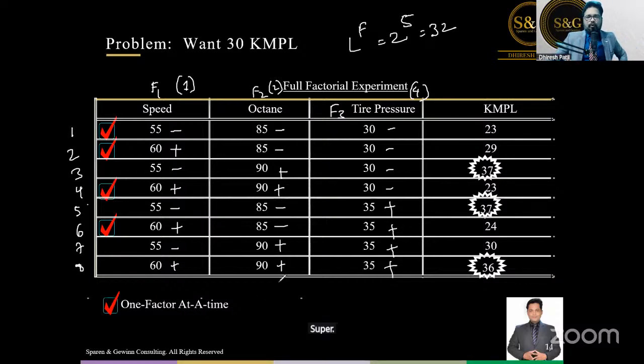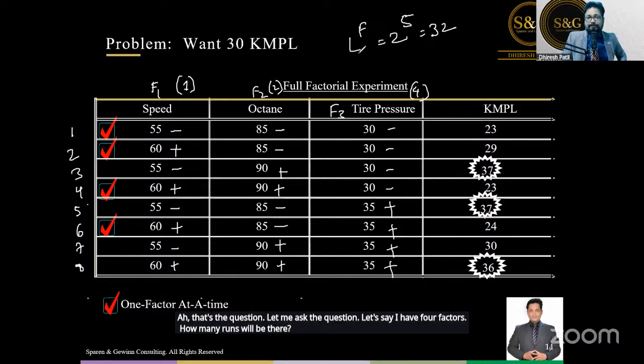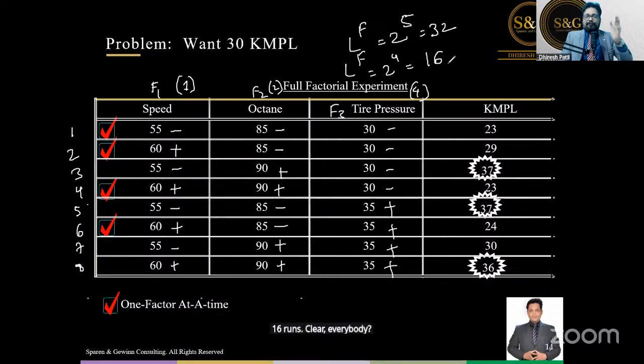Clear? Now, what if I have 4 factors? What if I have 4 factors? That's the question. Let me ask the question. Let's say I have 4 factors. How many runs will be there? L raised to F. 2 raised to 4. How many runs will be there? 16 runs. Clear, everybody?